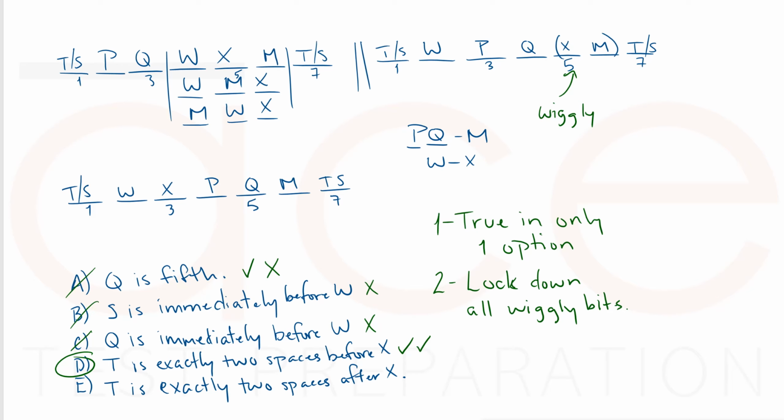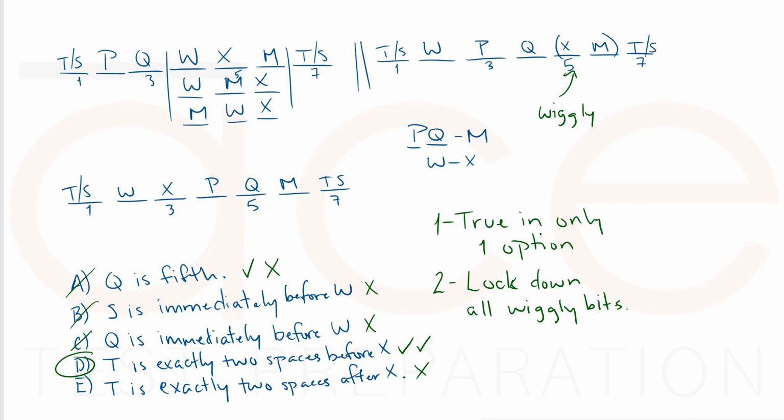Now, if we check E, it says that T is exactly two spaces after X. And so in that case, the tricky part about this is, while that could happen in our top right, which would lock everything down, it can also happen in our top left. And so it fails on the first condition, and therefore is not going to be our correct response. And so that's how we walk through those.